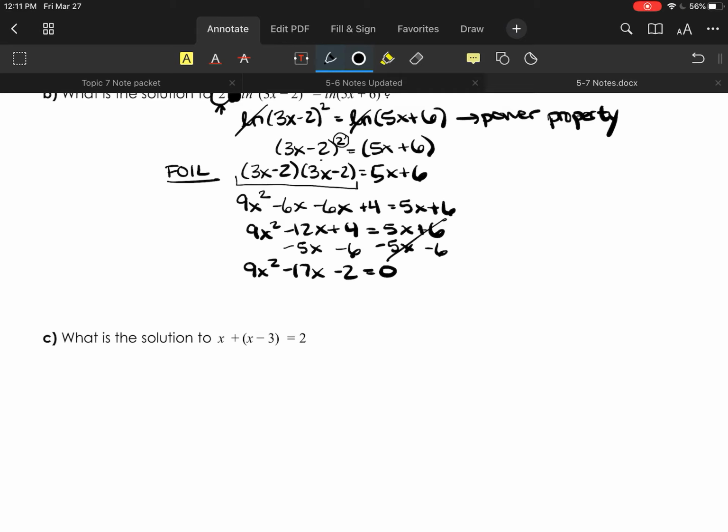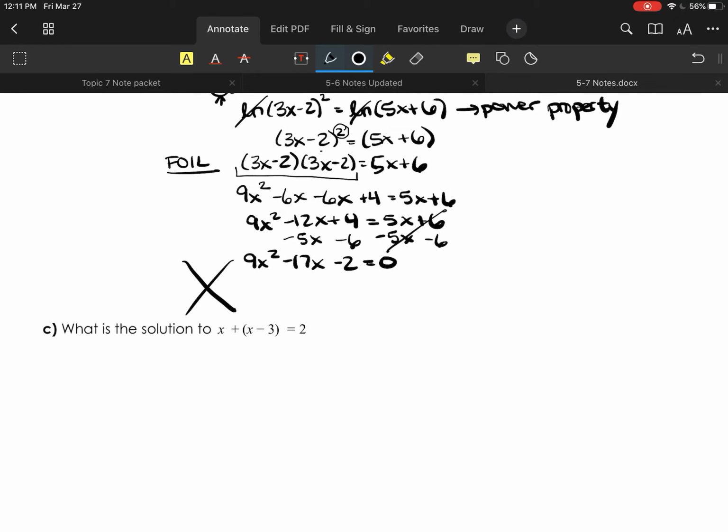Okay, now you can factor. So, set up my factoring x. Be careful. Be very careful. Now you have this coefficient in front of x squared. So I need to multiply my first term times my last term to get that top number in the x. So 9 times negative 2 gives you negative 18. And then my middle number is negative 17. So what multiplies to be negative 18 adds to be negative 17? Well, that would be negative 18 and 1.